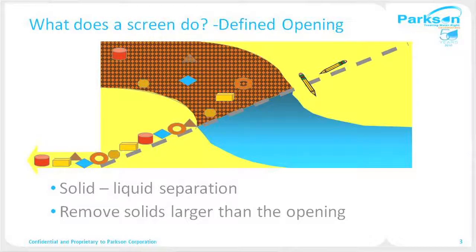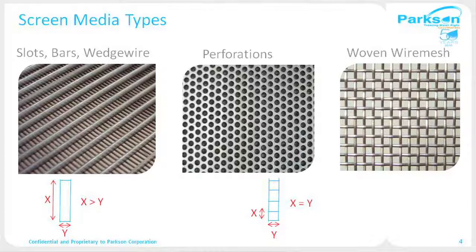Here we see a pencil lined up parallel to the screen opening, and it's not passing. But if you line it up right, it could actually pass the screen opening, and that's why it's very hard for us to estimate a screen's capture rate capability.